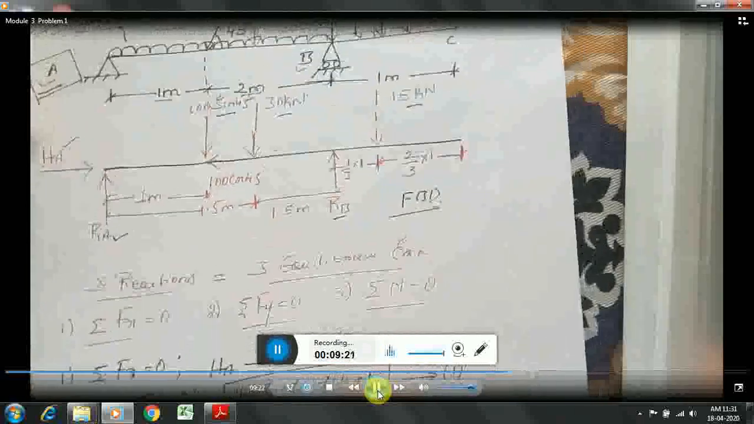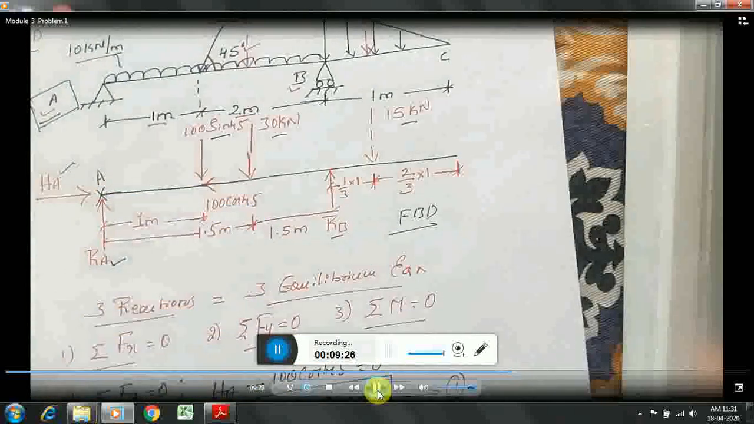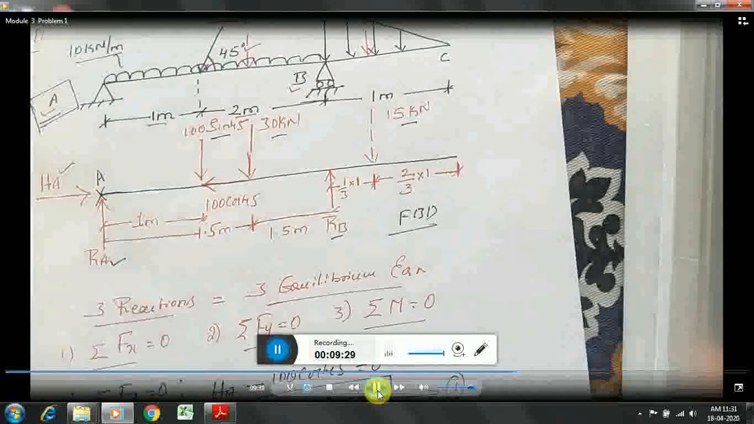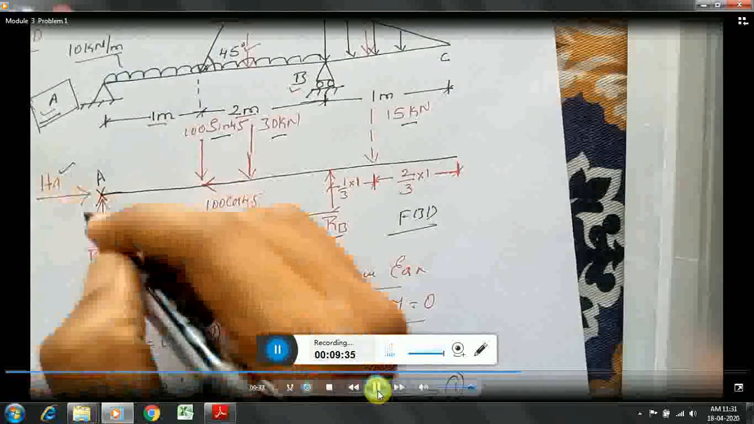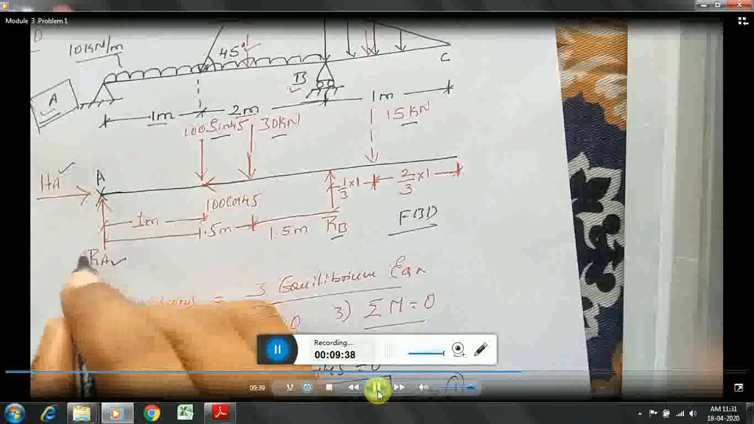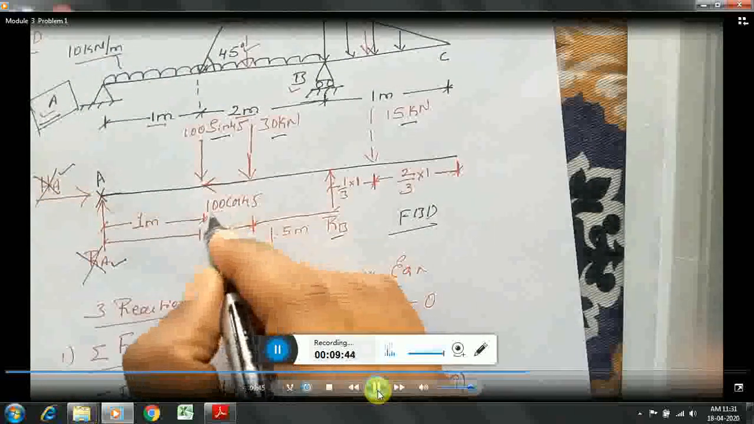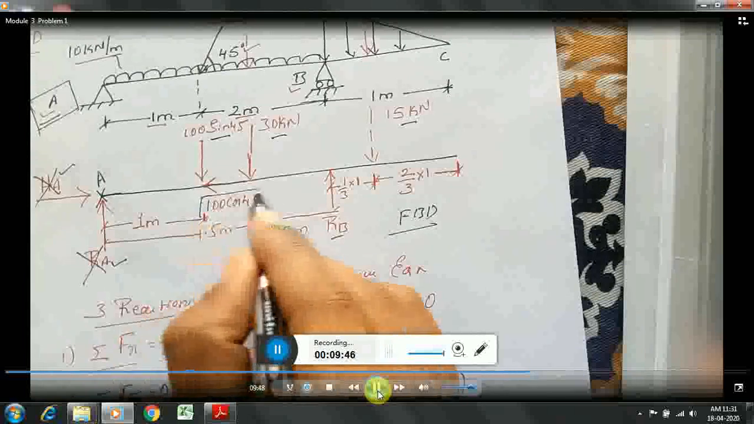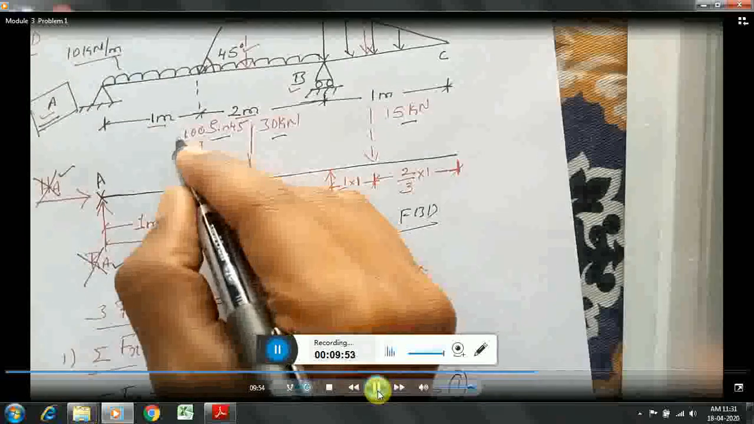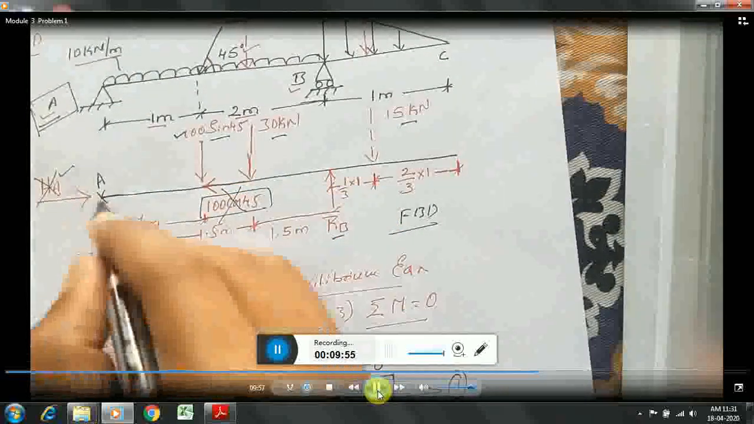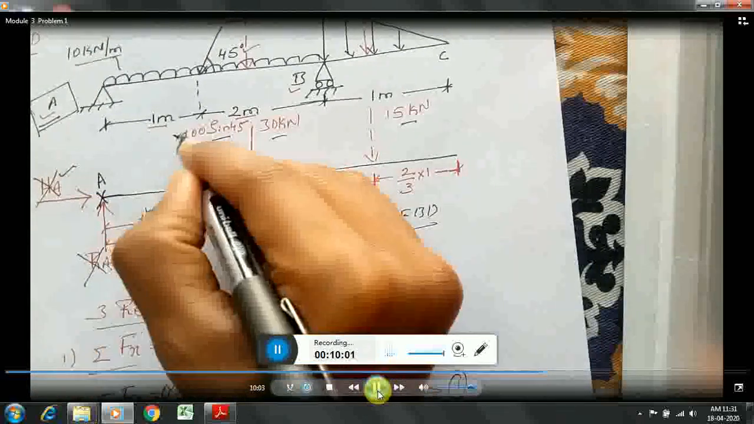Now please look at this loading diagram. This A as the moment center I have selected. Since moment can be created if we have force into perpendicular lever arm, since RA and HA is passing through A only, these two forces will not create moment at A. Then 100 cos 45, again it is passing through A, so this force is also not creating any moment at A. Then 100 sin 45 will create moment. A is the moment center, line of action of force is downwards, perpendicular lever arm is 1, so this will create moment.